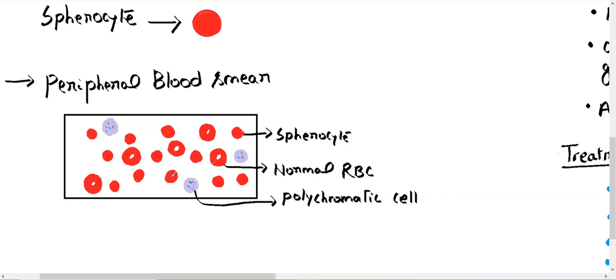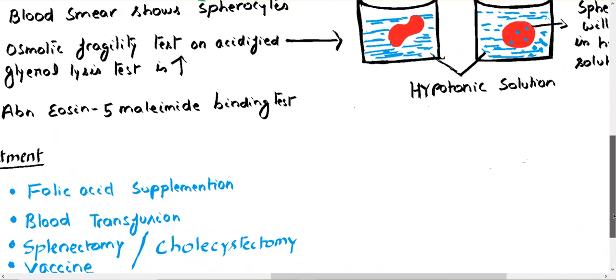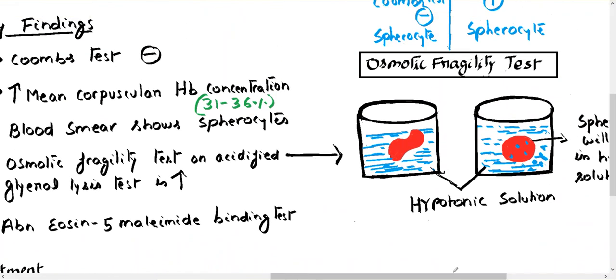You also see some occasional polychromatic red cells. Why would you see that? Because when there is a hemolytic anemia, the bone marrow is trying to compensate, causing erythroid hyperplasia. So you will see the polychromatic red cells in the peripheral blood smear. And what are the two important tests we do for diagnosing this condition?